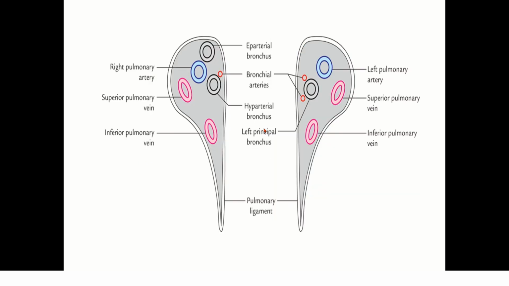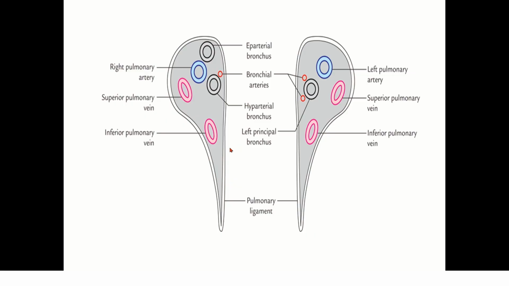If you observe the structures within the lung root, on the right side and left side, from before backwards it is the same. From before backwards, it is the superior or upper pulmonary vein, the pulmonary artery, and the bronchus. So this is from anterior to posterior.